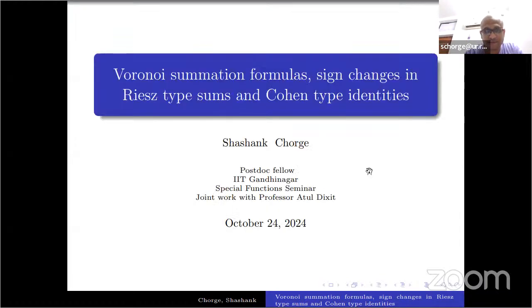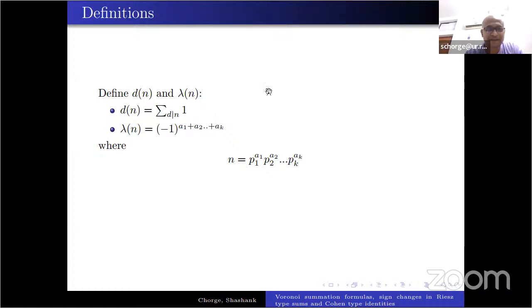First we define the divisor function, which is straightforward, the sum of divisors of a number n, and the Liouville lambda function, which is -1 raised to the total number of prime factors of a number. If a number does not have repeated prime factors, then mu of n, the Mobius function, is defined as -1 raised to the total number of prime factors. If it has a repeated prime factor, then it is equal to 0. The reason I am defining these three functions out of all the arithmetic functions is that our results are related to these three functions.